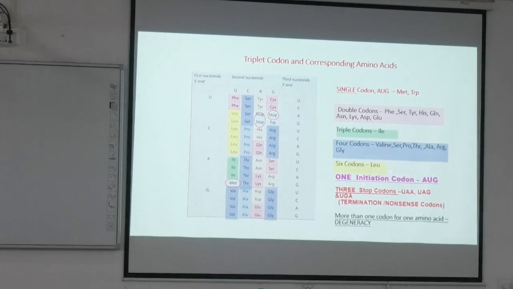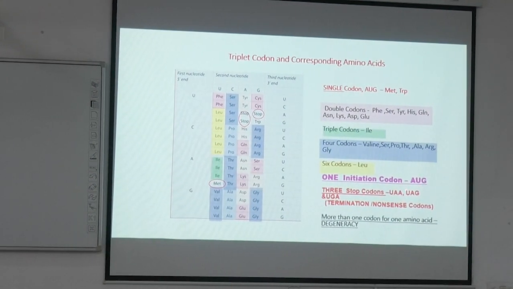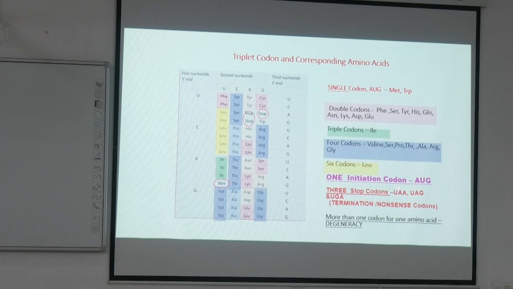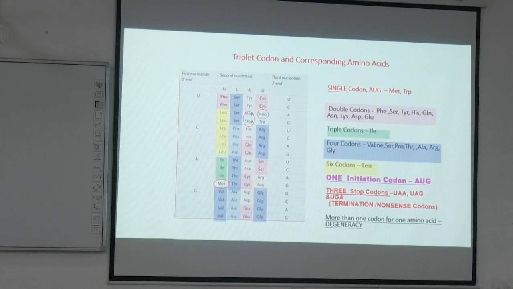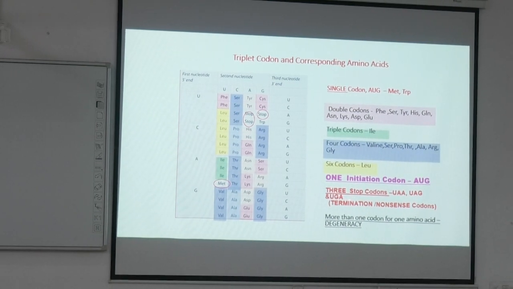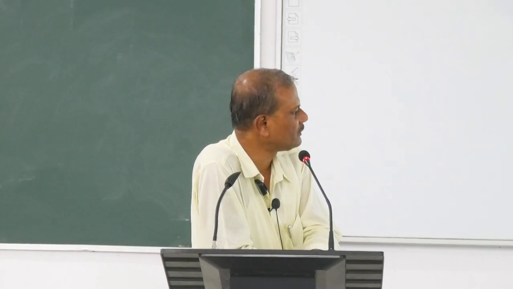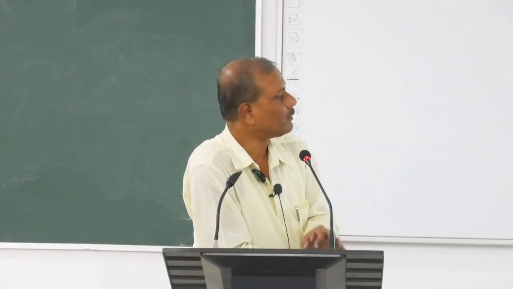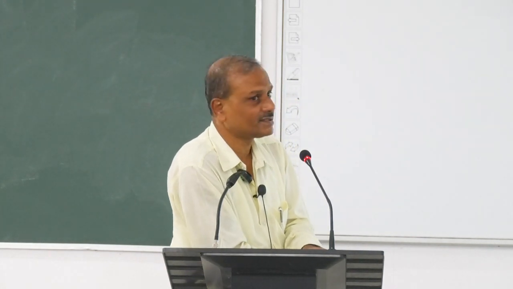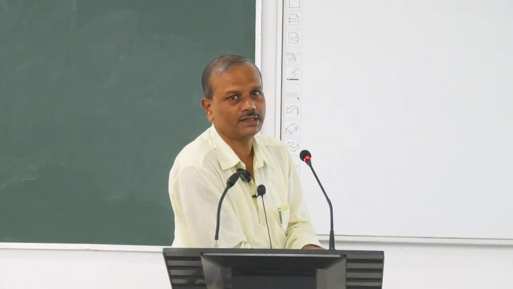One must remember that there is one initiation codon, that is AUG, that is fixed for prokaryotes and eukaryotes. There is no change. And there are 3 stop codons, that is UAA, UAG and UGA. These are the 3 codons. You must remember this thing. This might come either in your short question or maybe in an MCQ. So these are termination or nonsense codons. So there is more than one codon for a single amino acid. That is called degeneracy.